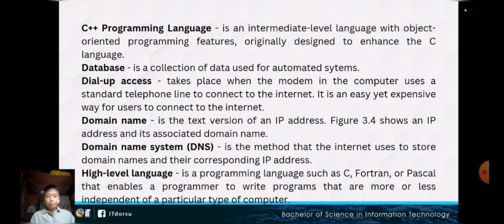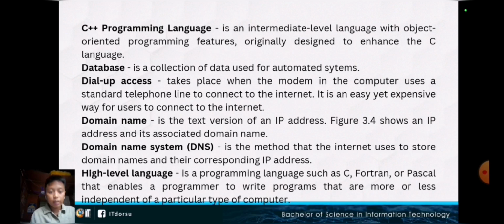So, the domain name, for example, is www.amazon.com. So, the word Amazon is what we call the domain name. It is between the www and the .com. So, for example, www.amazon.com, the Amazon is what we call the domain name.